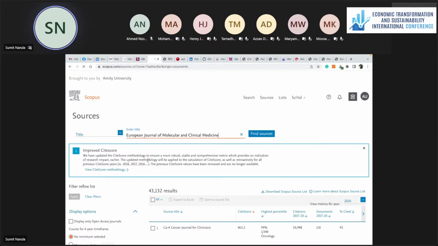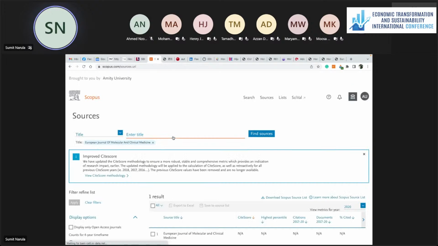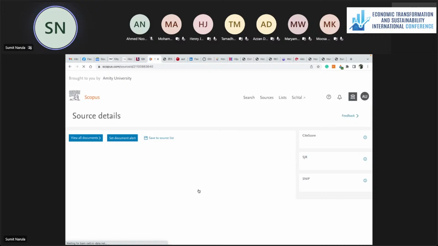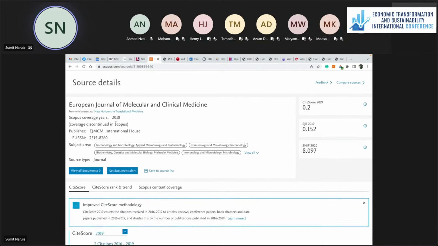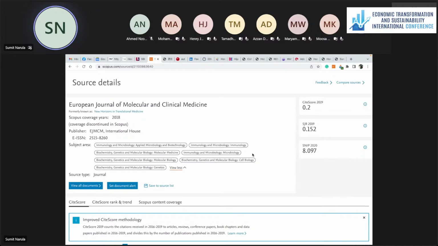So here it is, European Journal of Molecular and Clinical Medicine. It was in the Scopus databases. We'll check it for more information. The coverage was discontinued in 2018, right? And we don't have the homepage here. If we don't have the homepage here, then that also means it's a dubious one. We will copy the details.